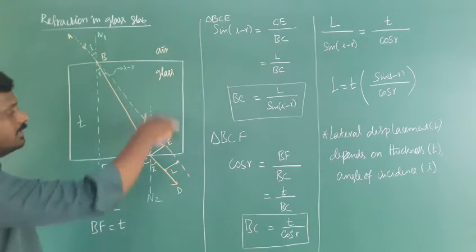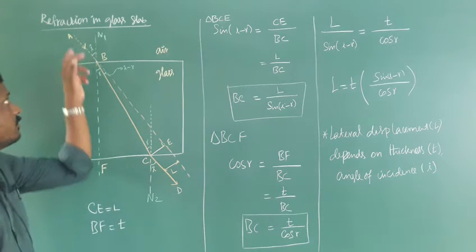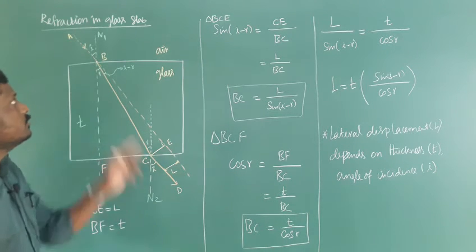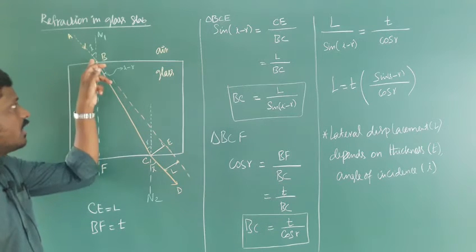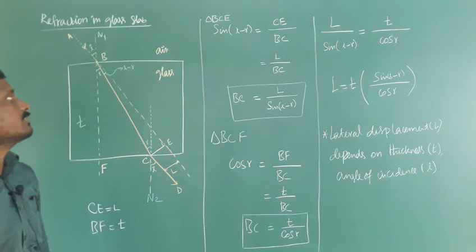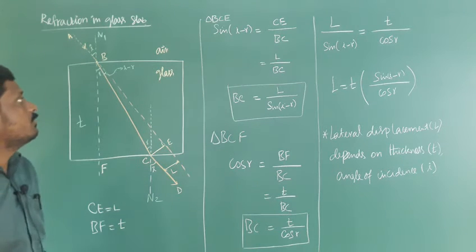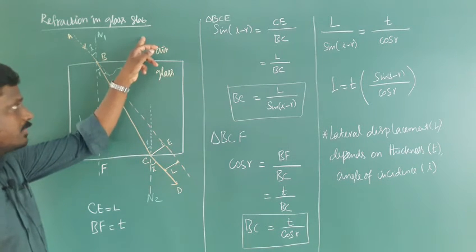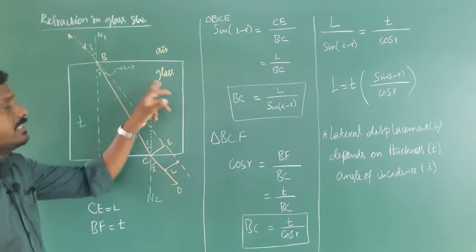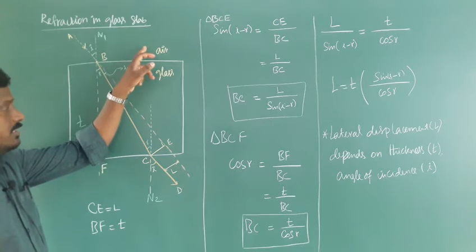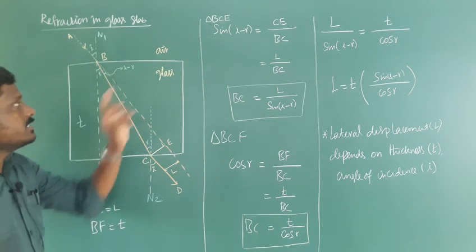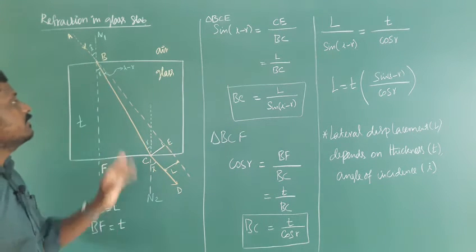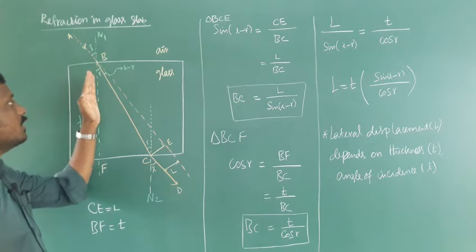Consider a glass slab, and a ray of light ABCD. The ray of light is incident at AB, and after incidence it refracts, so it deviates from the original path. Here air is the medium, and glass is the denser medium. So the light ray travels from rarer to denser, and the refracted ray is moving towards the normal.